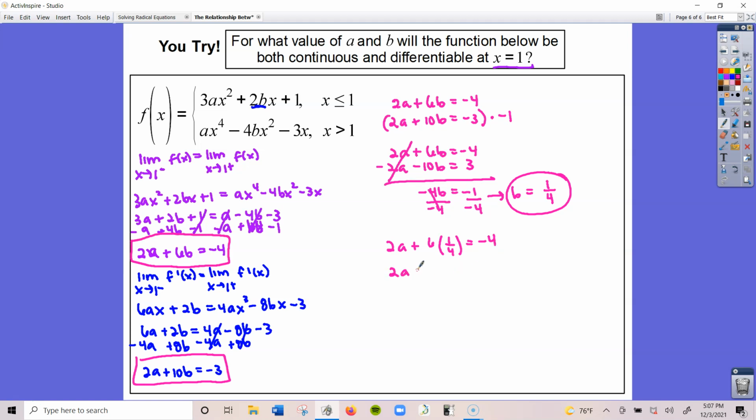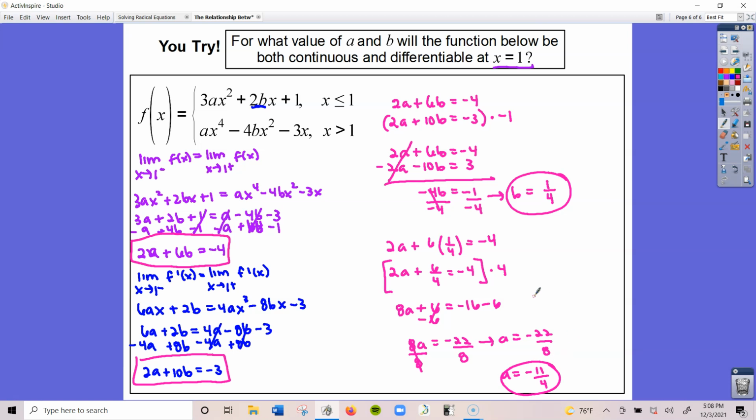This will give me 2a plus 6/4 is equal to negative 4. I don't really want to work with this fraction, so I'm going to multiply the entire equation by 4, so it cancels out with that denominator. So I'm going to distribute the 4. 4 times 2a is 8a, plus 6/4 times 4 is 6, is equal to 4 times negative 4 is negative 16. Subtract the 6, we get 8a is equal to negative 22, and then divide by 8. And we get that a is equal to negative 22/8, which then can be simplified to negative 11/4. And that's continuity and differentiability.